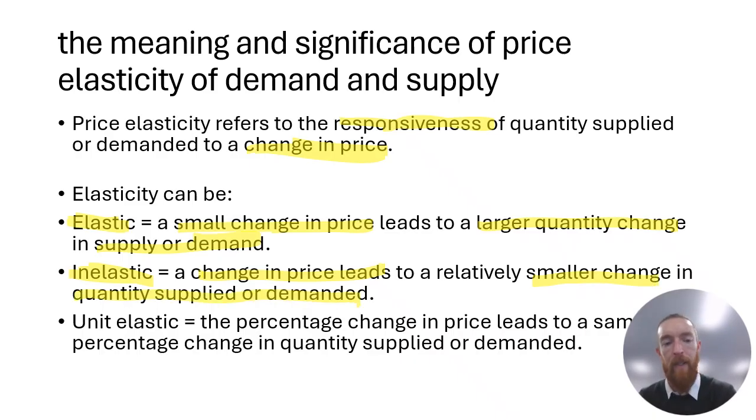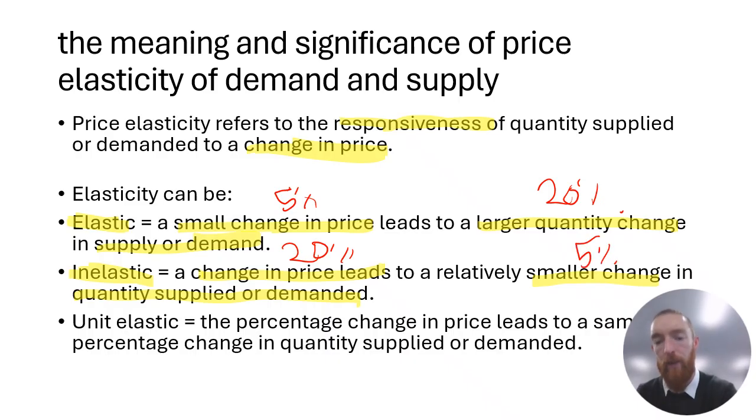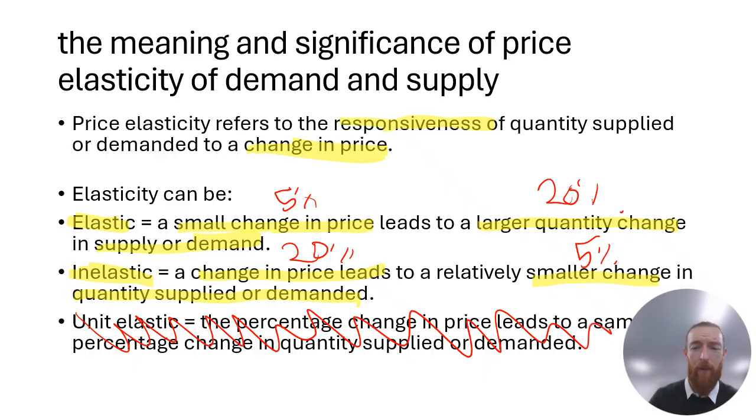So if we were to put some numbers with that, we could say a 5% change in price leads to a 20% change in quantity. Or with inelastic, we could have a 20% change in price leads to a 5% change in quantity. There's also unit elastic, where it's directly proportional, so it'd be like 10% and 10%. That's never going to come up. It might be a multiple choice question, but if it's the same ratio, it's unit elastic.